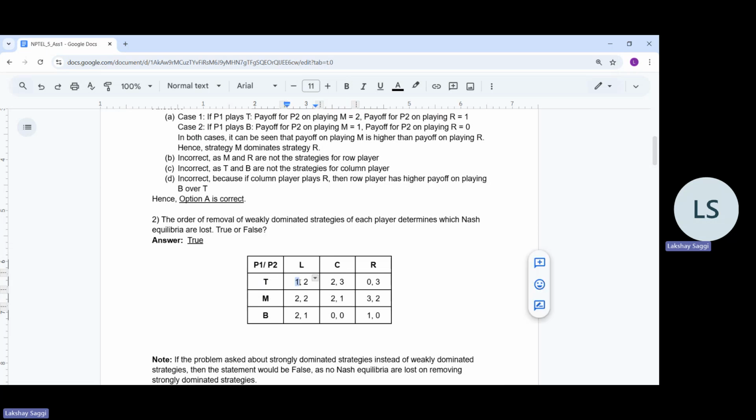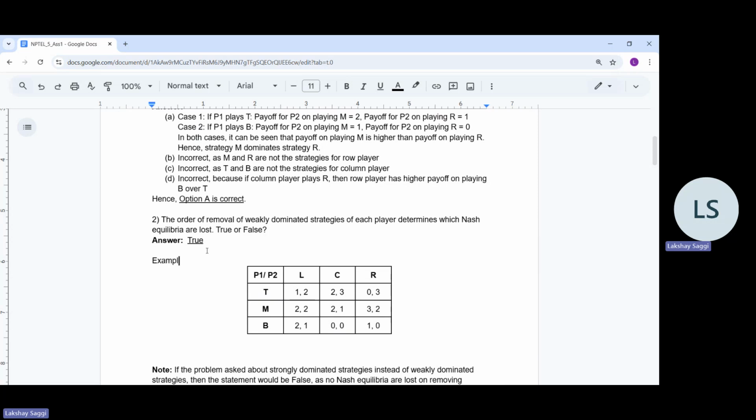So you can see if the column player plays L, then strategy M is better than T. Similarly, if the column player plays C, then again M is no worse off than T because both are 2. And if the column player plays R, then again M is better off than T. Since we have equality in one of the cases, on playing strategy C, strategy M is a weakly dominating strategy. Maybe I'll just write that as an example, discussed in the lectures too.